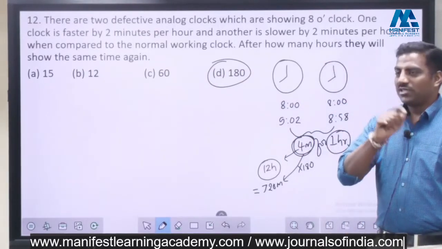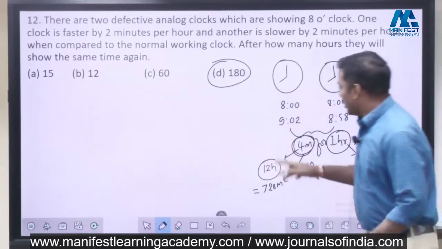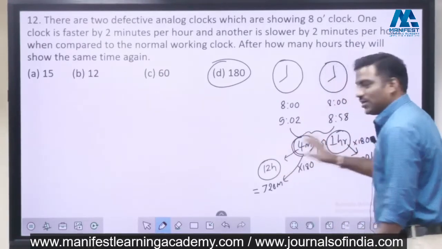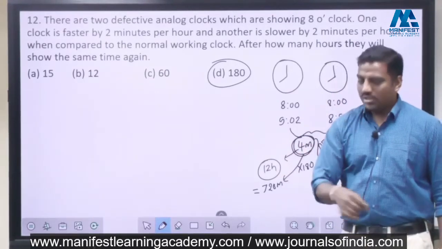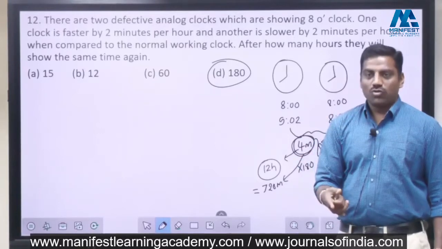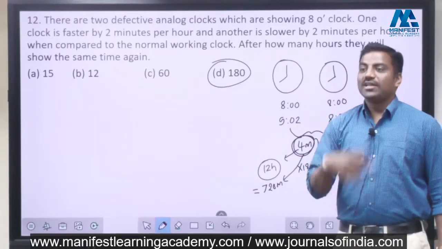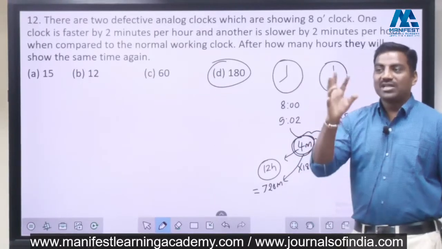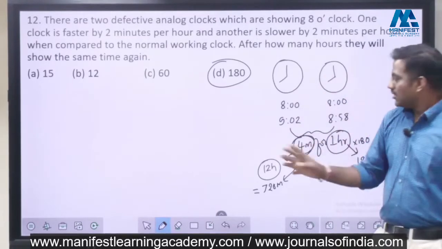I know it is very difficult to imagine because we are getting minutes, hours here. Read the question once again when you go to your room. Read the question once again and try to imagine the situation. Just go by this one.